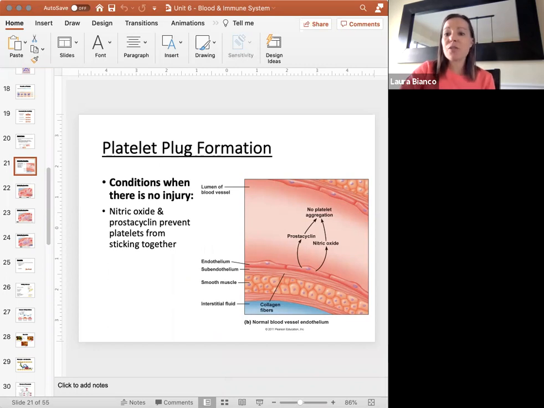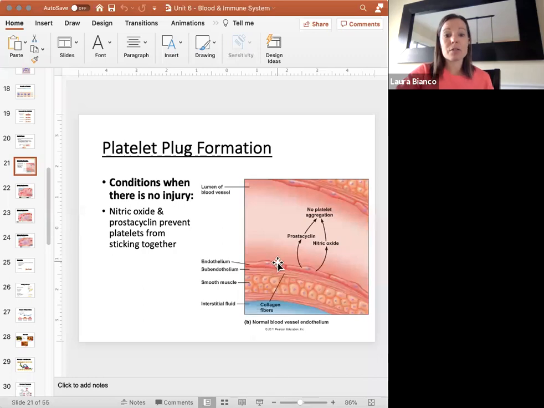To understand how that's formed, you first have to understand the conditions within a blood vessel when there's not an injury. This picture is showing you the inside of a blood vessel that has not been damaged. This is the lumen, the space that blood is passing through. And these right here, 1, 2, 3, are the 3 layers of the blood vessel wall. This is the inner layer, a thin layer of endothelium, which are epithelial cells. And then you have the other 2 layers on the outside.